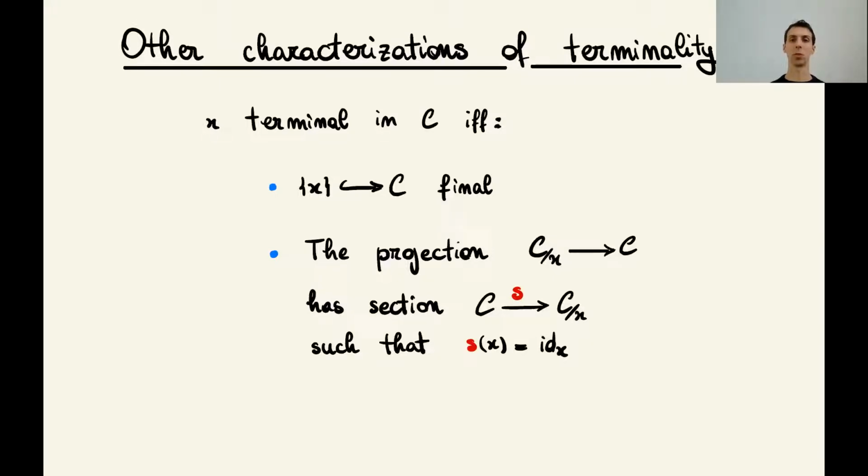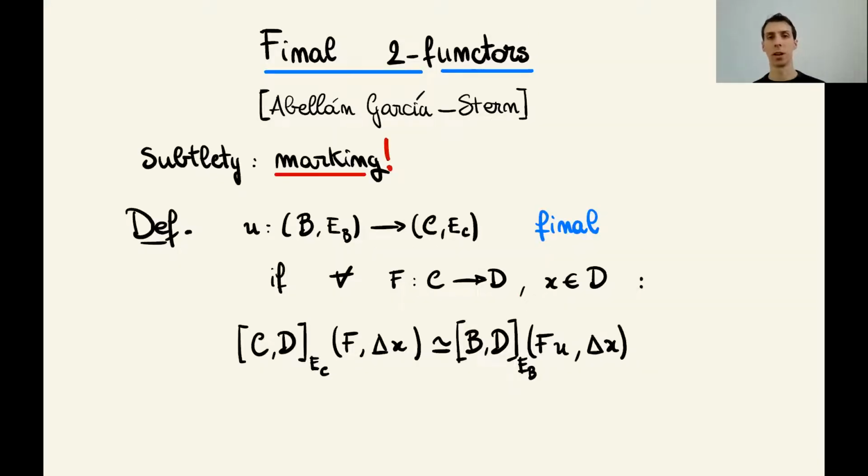Let's try to generalize this to a two categorical framework, and let's see if this brings some information about what a definition or characterization of biterminality, or an alternative notion of biterminality, could be for two categories, and if this agrees with this iterated, categorified notion that we've seen for the slice. Well, luckily for the finality of two functors, there is a theory already well developed by Abian Garcia and Stern. It just has a subtlety. It comes equipped with marking.